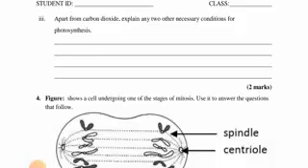Apart from carbon dioxide, explain any two other necessary conditions for photosynthesis. Apart from carbon dioxide, you have water, sunlight. Those are some of the necessary conditions for photosynthesis: water, sunlight, chlorophyll, so on and so forth.